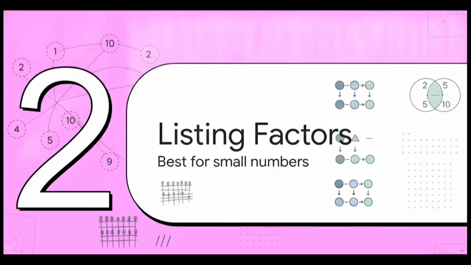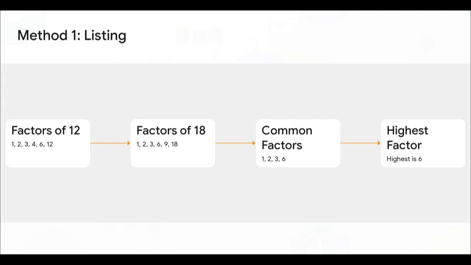Moving right along to method 1 in our toolkit, listing factors. This one is really best for smaller numbers. Let's systematically walk through calculating the HCF of 12 and 18. Step 1, we just write out all the factors of 12. Those are 1, 2, 3, 4, 6, and 12. Step 2, we do the exact same thing for 18. That gives us 1, 2, 3, 6, 9, and 18.